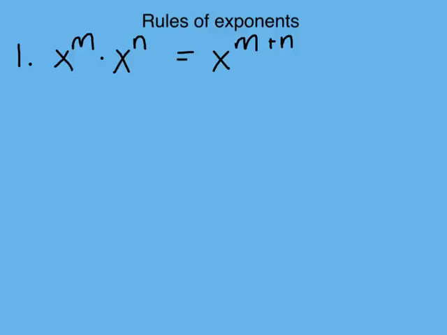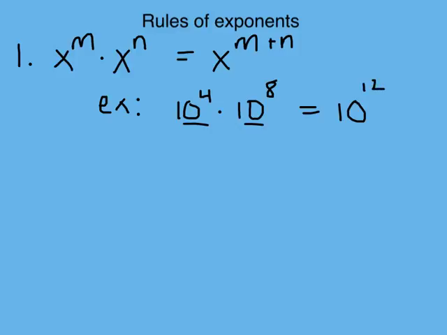So an example of that would be something like if you had 10 to the 4th power times 10 to the 8th power. You would take the bases and check and make sure they're the same, and since they are, we are going to just multiply. When we multiply, we're just going to add the powers. So it would be 10 to the 12th. You don't do anything with the base on this.